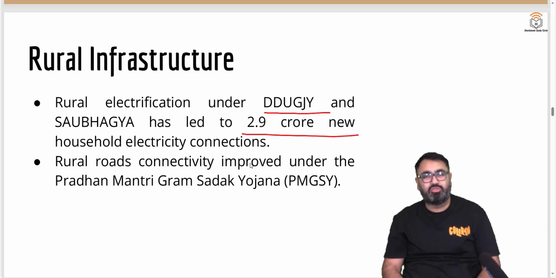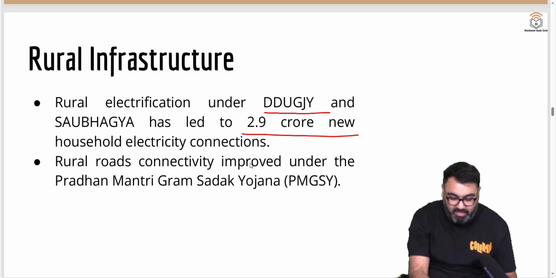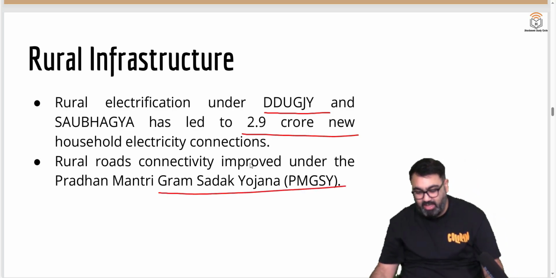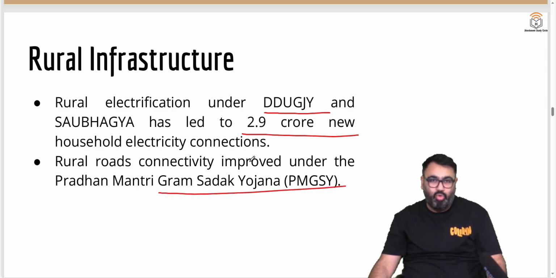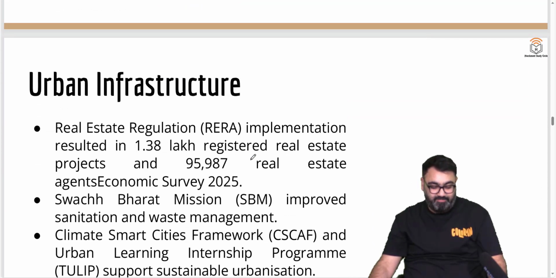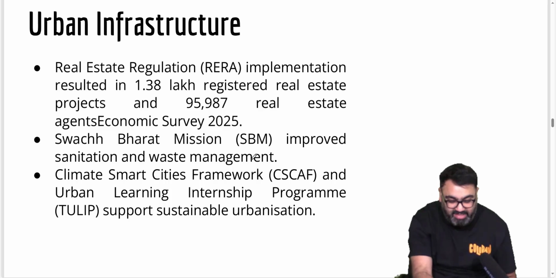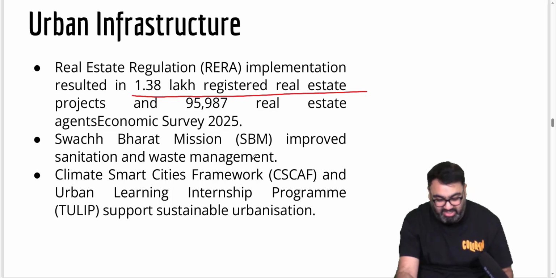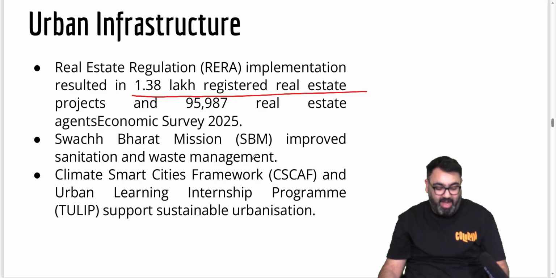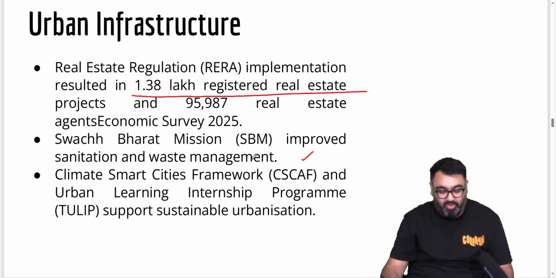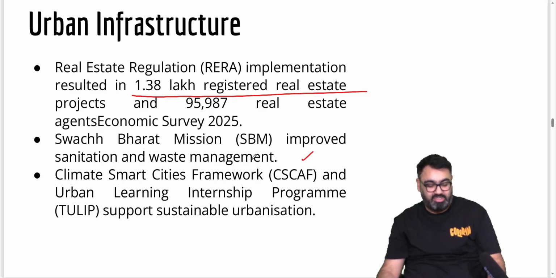Rural road connectivity also has been improving, allowing people to travel more, allowing people to go to jobs in an easier manner. Under Pradhan Mantri Sadak Gram Sadak Yojana, the infrastructure of the rural areas also has been in focus. Urban areas also have been the focus because of increasing population migration. RERA, that is Real Estate Regulation Agency, implemented projects in 1.38 lakh registered real estate projects. Apart from that, Swachh Bharat Mission also improved sanitation, waste management in most cities across the country.